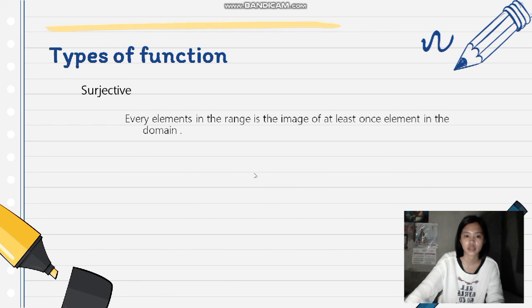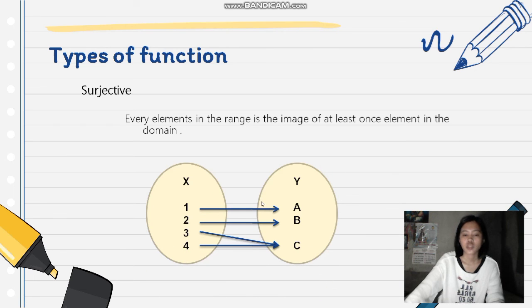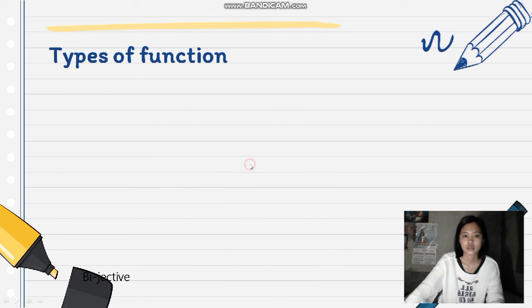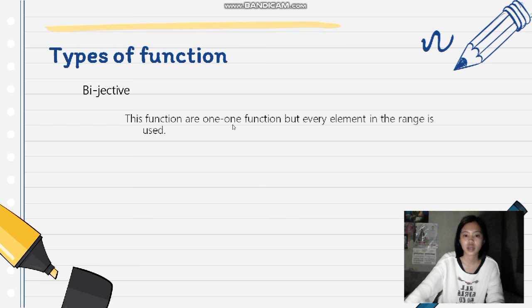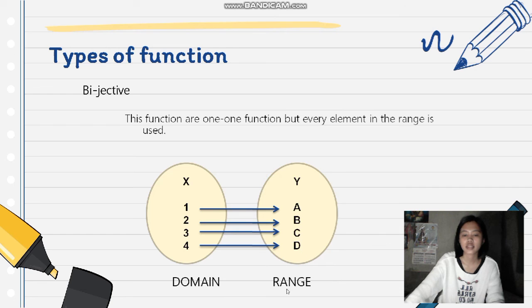We have surjective, types of function pa rin tayo. Every element in the range is the image of at least one element in the domain. So, yung domain natin, ito lang pinag-aiba nila, 3 and 4, which is pwede silang magkapareho ng range. Ganun siya. Types of function, bijective. These functions are one-to-one functions but every element in the range is used. So, lahat ng range ay nagagamit. Doon sa mga recent types ng function natin, yung y daw ay hindi masyadong nagamit. Yung isang element ng y ay hindi nagagamit. Sa bijective, kailangan yung range natin ay magamit lahat.